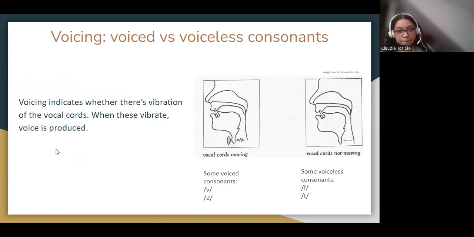Okay, so voicing. Voice in phonetics is the sound that is produced by the vibration of the vocal cords. All vowels are normally voiced, but consonants can be either voiced or voiceless. So in other words, they can either be uttered with or without the vibration of the vocal cords. Some examples of voiced consonants are th and d. Some voiceless consonants would be th and t.